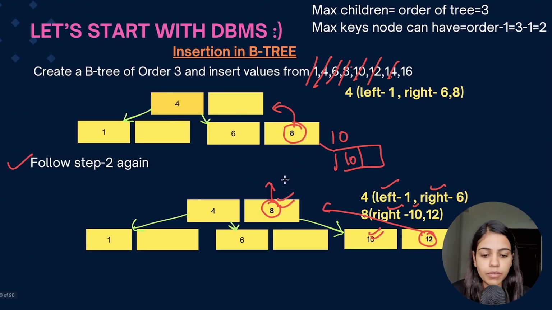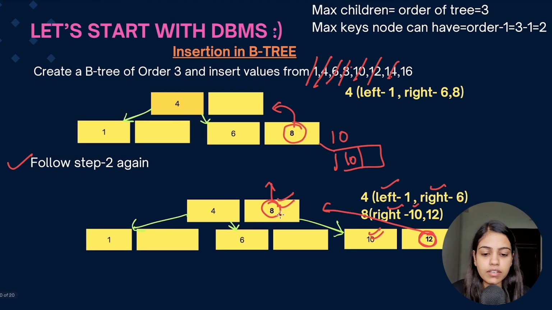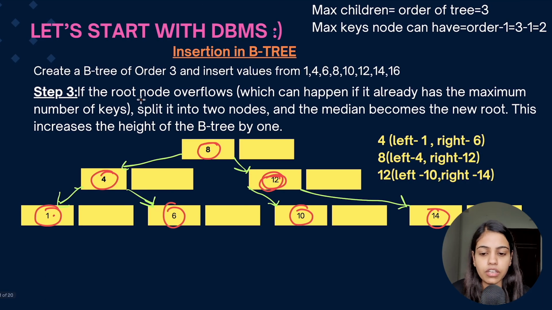So let's understand from here what we have done. Here we have pushed 12 one step above. So here 12 is here and 4 is here. Now here, since there were 3 elements again which was overflowing, we have pushed the median 8 to one more node above, that is the parent node. So here we have pushed 8 here. Now to the left of 8 we are having 4, to the right of 8 we are having 12, to the left of 4 we are having 1, to the right of 4 we are having 6, to the left of 12 we are having 10, and to the right of 12 we are having 14.